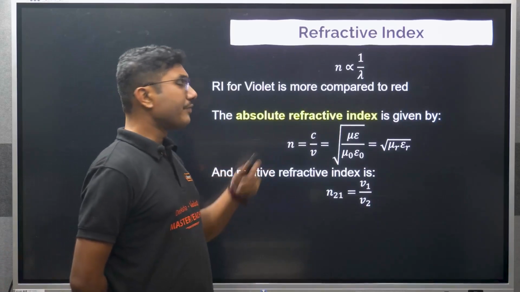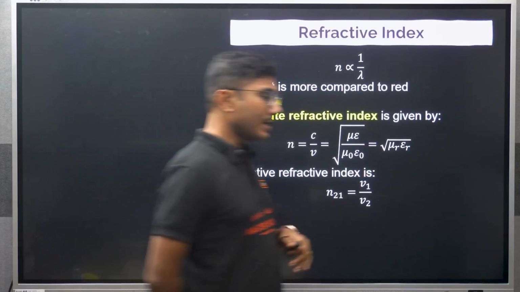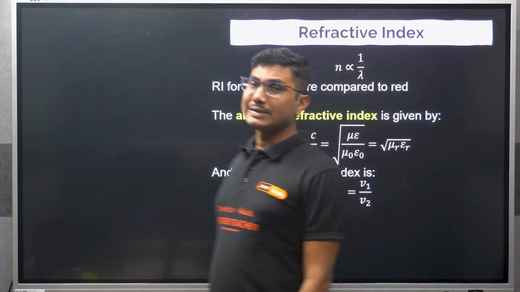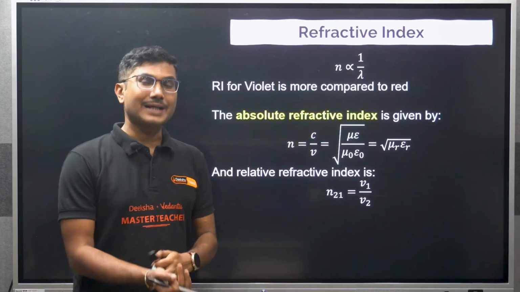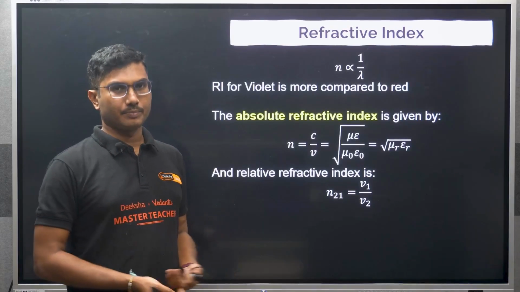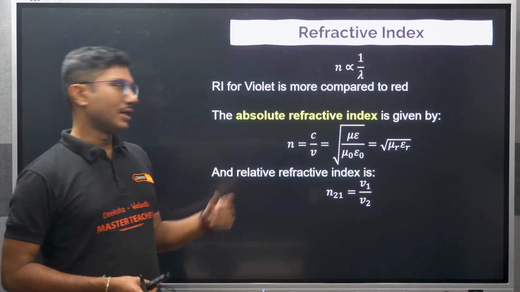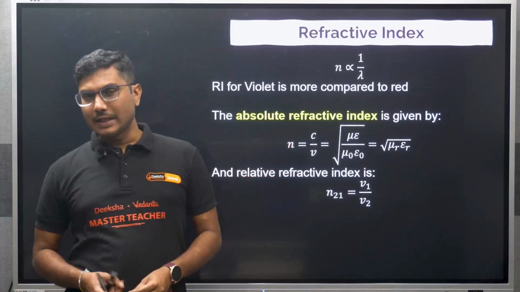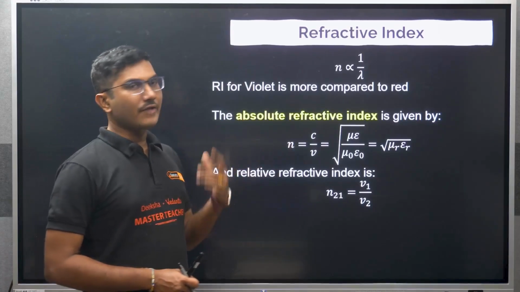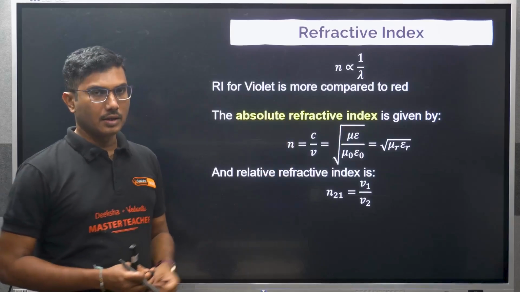Now the absolute refractive index of any medium generally cannot be less than 1. The minimum value of absolute refractive index is 1, and the medium is either vacuum or air. Air and vacuum have the same refractive index, which is 1.